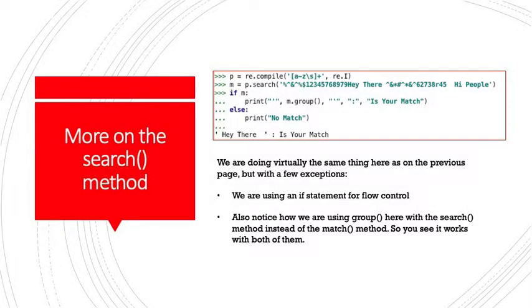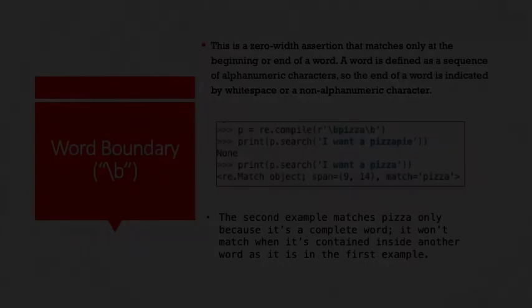Here just a bit more on the search method. We're doing virtually the same thing here as we did on the previous page with a few exceptions. We're using an if statement for flow control. If m. Also notice how we're using group here with the search method instead of with the match method. So you see that group works with both of them. You see how we have group embedded right into our print statement here. We just wanted to give you exposure to another way of doing things.